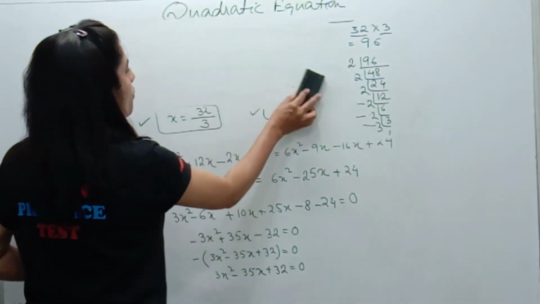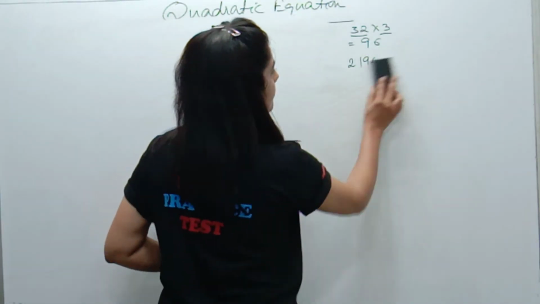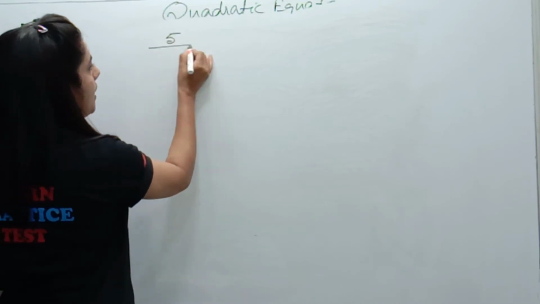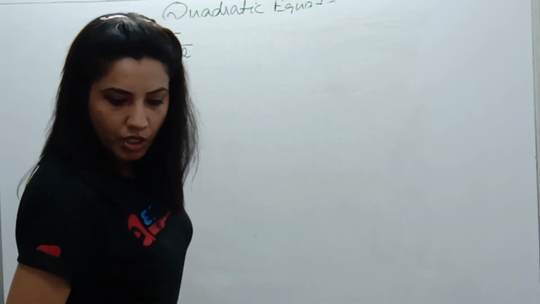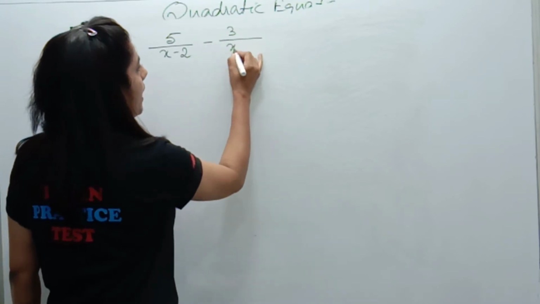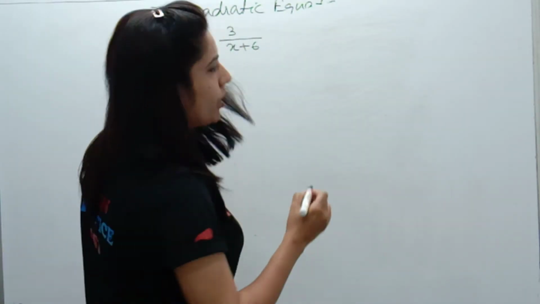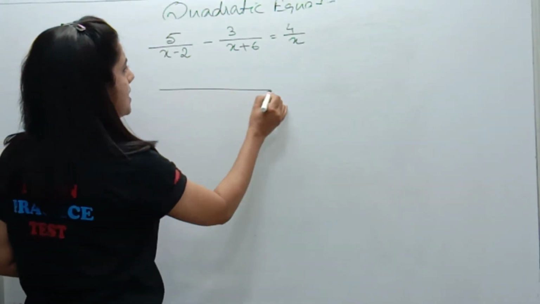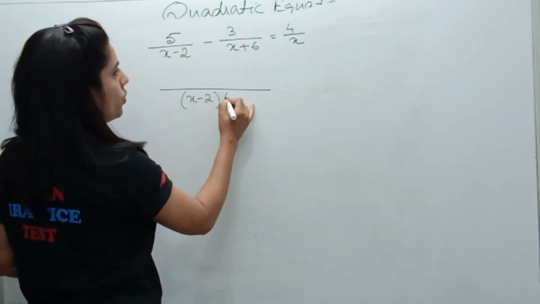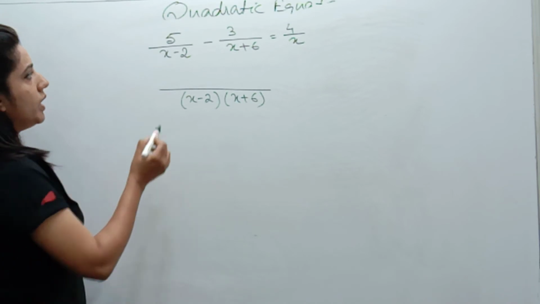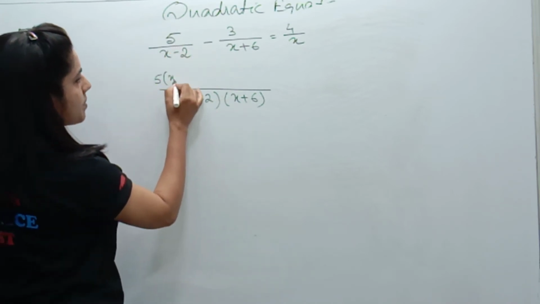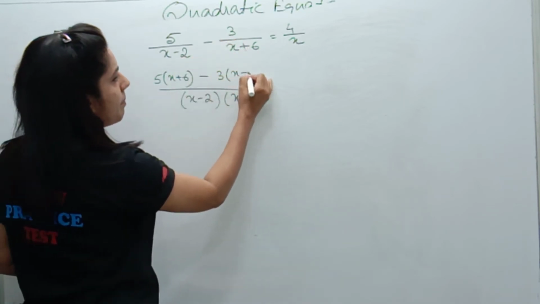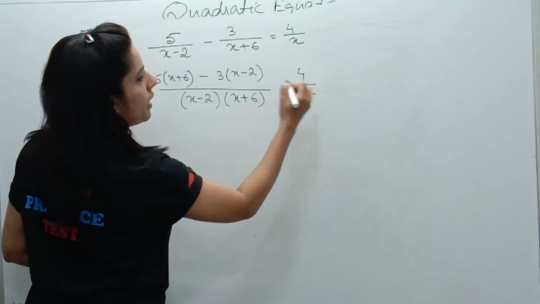Okay. Let's do one more question on the same concept, that is factorization method. The next question is 5 upon x minus 2 minus 3 upon x plus 6 is equal to 4 upon x. So when you have an equation like this, we need to take LCM, and the LCM is x minus 2 into x plus 6. So in the numerator we get 5 into x plus 6. There is a minus sign in between, so minus 3 into x minus 2 is equal to 4 upon x.